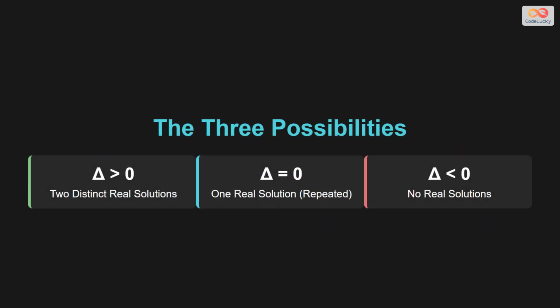The discriminant can be positive, 0, or negative. If it's positive, we get two different real solutions. If it's negative, we get no real solutions. And if the discriminant is 0, we get exactly one real solution, which is our focus today.